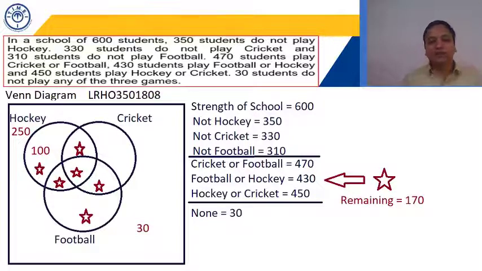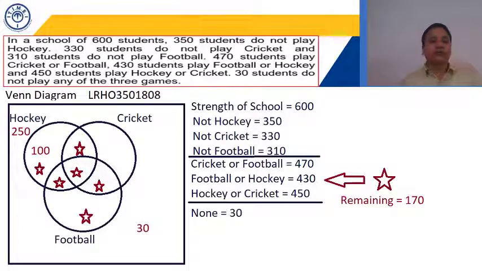Now in this remaining 170, 2 regions are left. One is none, which is 30. So out of 170, 30 goes for none. So how much is remaining? 140, which comes for only cricket, which is beyond hockey or football. This 140 comes here.